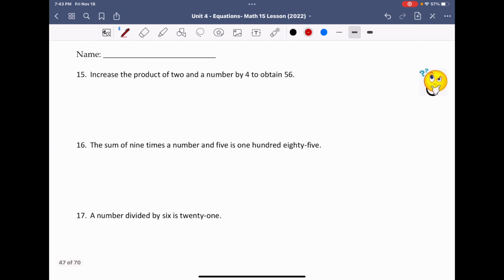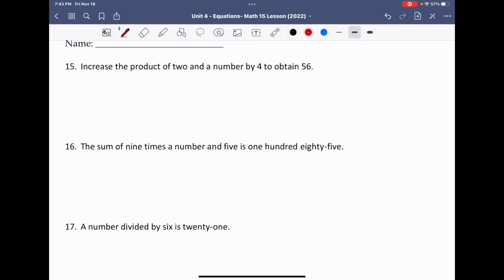Okay, now we go to the next equation here. If we increase the product of 2 and a number by 4. So this is a pretty confusing and tricky wording here. I want you to really focus on it's the product of 2 and a number. Well, the product of 2 and a number is like saying it is x times 2, or 2x. And they're saying this is being increased by 4 to give us, or obtain, 56.